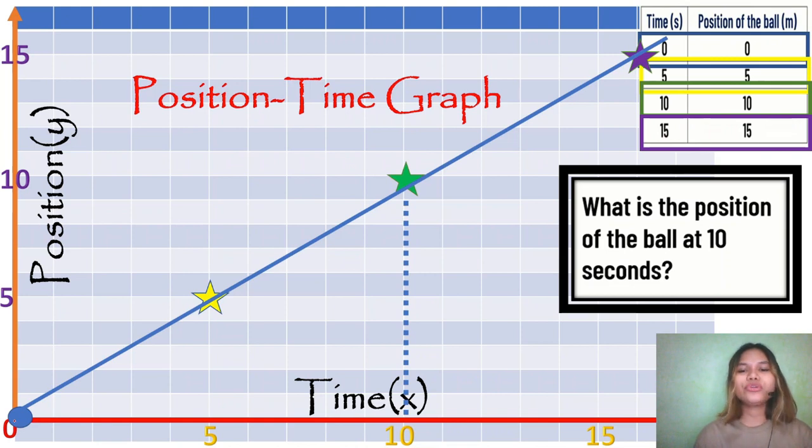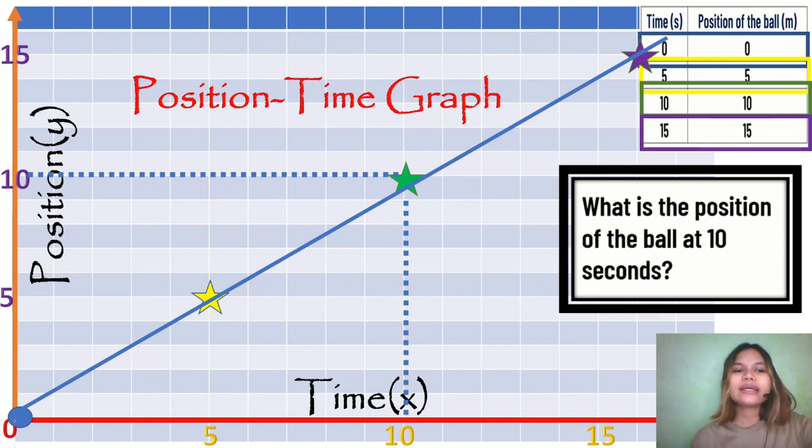There. For you to measure the 10 seconds and the 10 meters, you can use these dotted lines to be guided on where these two sets of measurement will intersect. Okay? So, for the question, what is the position of the ball at 10 seconds? At 10 seconds, we can say that the position of the ball is 10 meters.